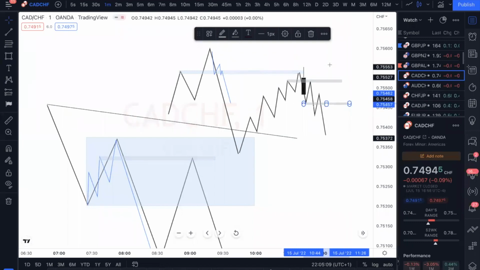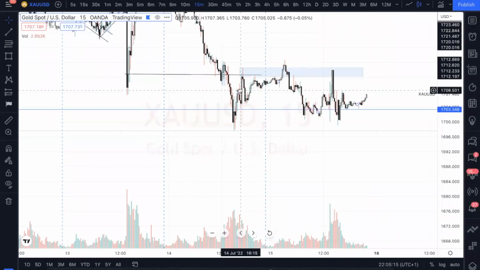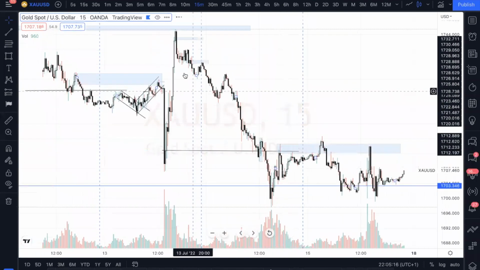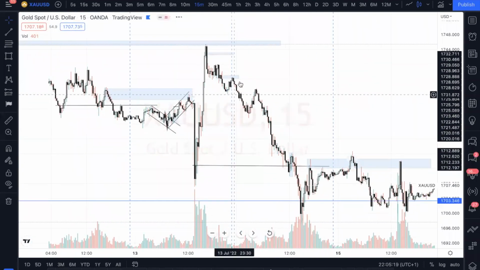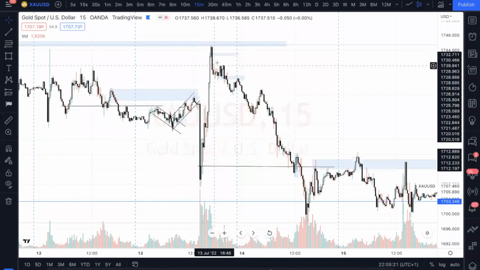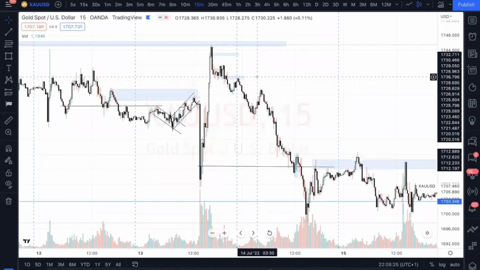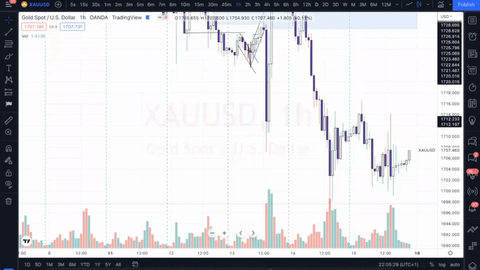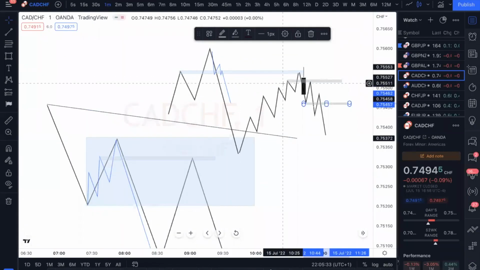See the gold setup. I missed the entry. This one, I missed the entry. I couldn't sell here. There was no Quasimodo here, but there was SNRC2 here. So that's what I'm drawing.